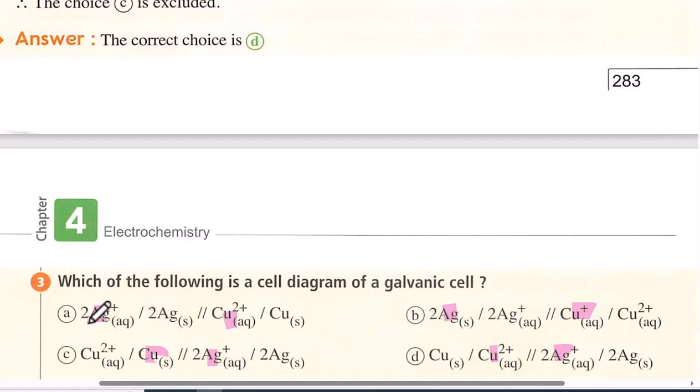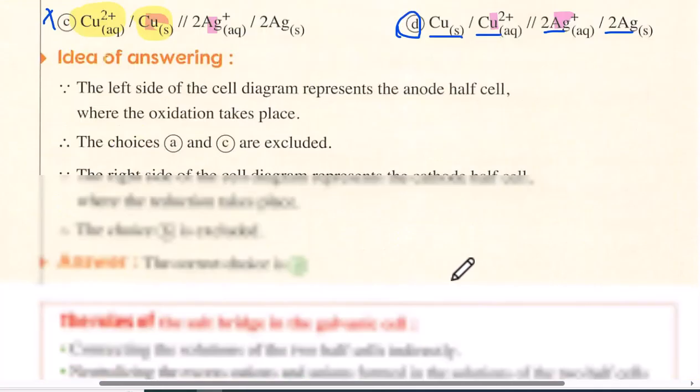So when we start with silver, it is wrong. Here silver, wrong. We have two choices, C and D. In the first one, copper positive 2 is reduced, but it is supposed to be the anode, so it's supposed to be oxidized, so this is wrong. The correct one is D, copper oxidized into copper positive 2. This is the anode and more active than silver. 2 silver ions reduced to silver atoms, solid.